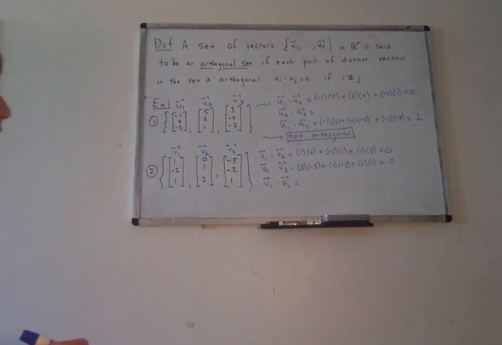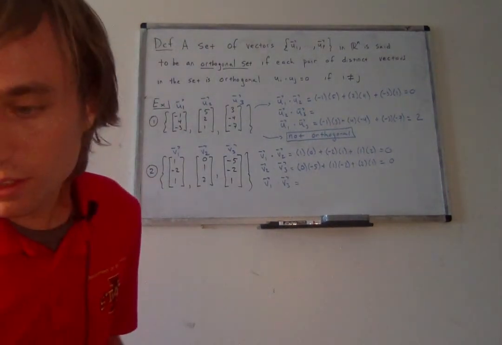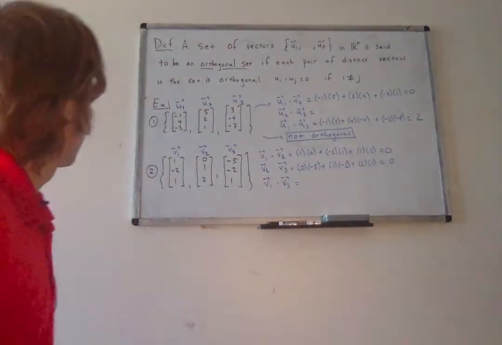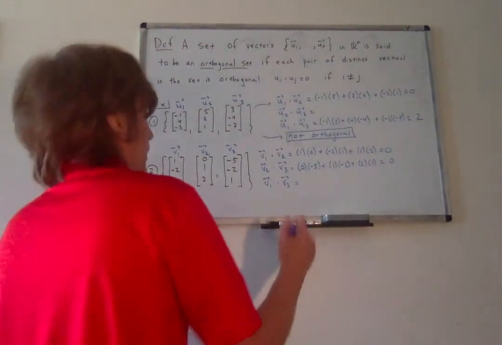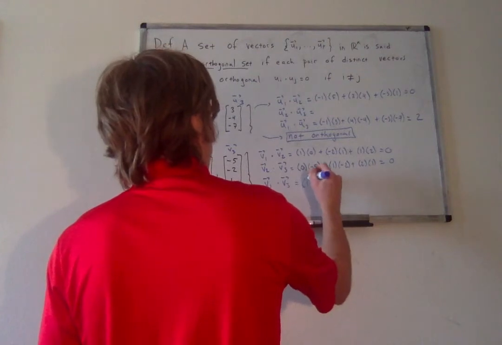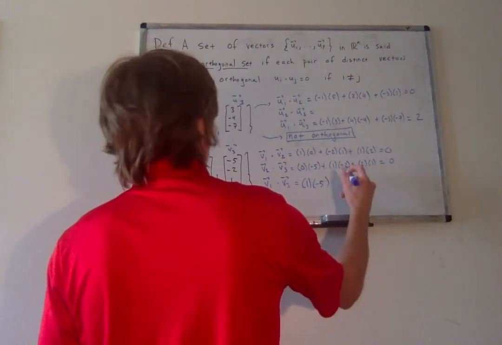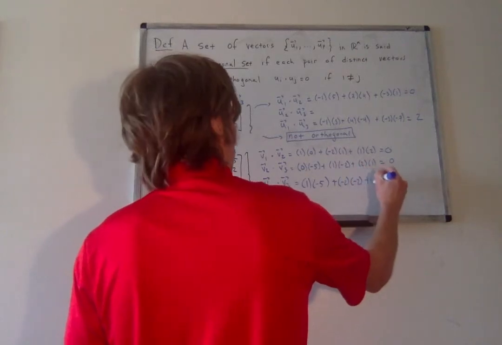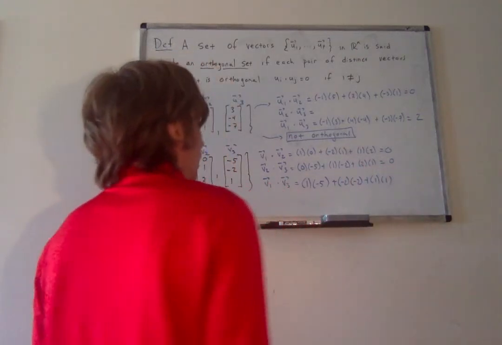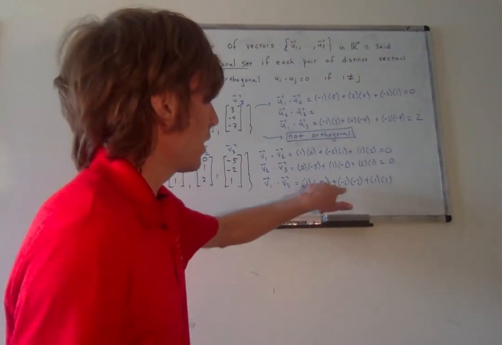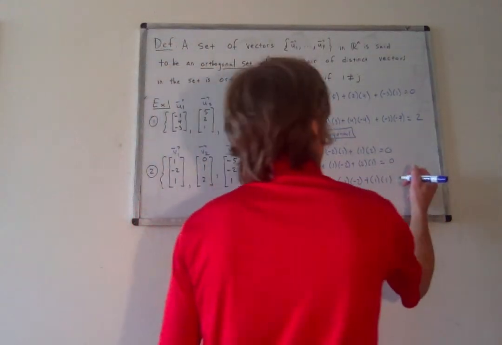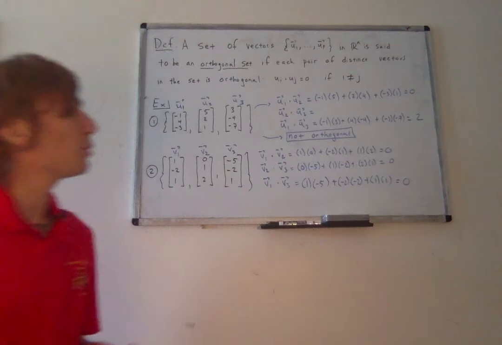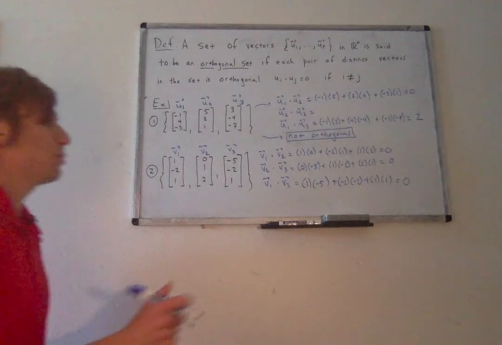Oh, actually no, these are not going to be orthogonal. No, these are. Sorry. So then we've got 1 times negative 5 plus negative 2 times negative 2 plus 1 times 1. This one was a little less obviously orthogonal. So this is negative 5 plus 4 plus 1, which is 0. That's good. I wanted one example of orthogonal and one example of not.